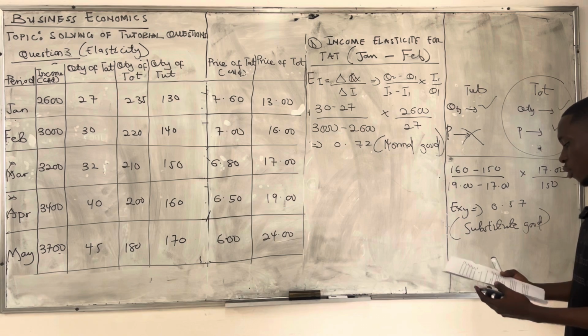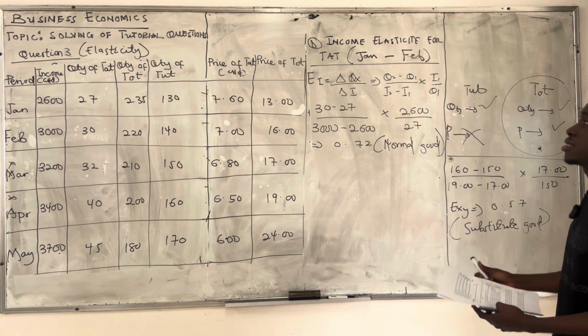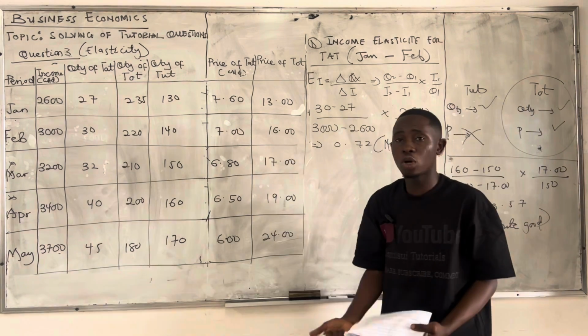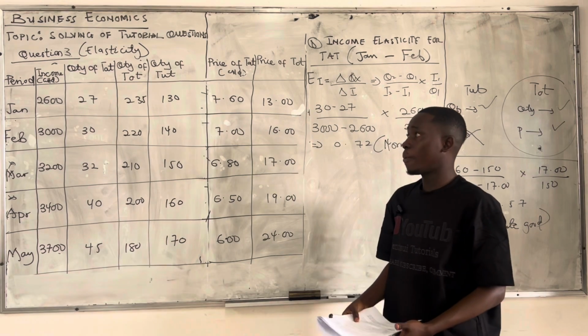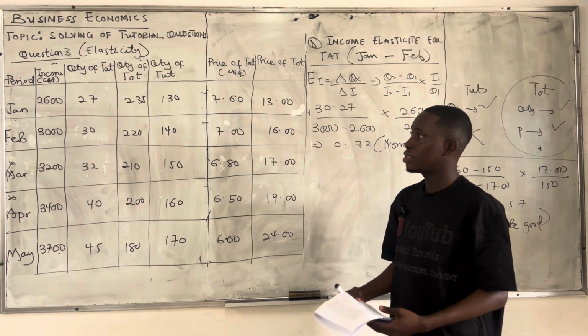So the E part of the question is still asking for income elasticity. Based on this concept, you can solve the E part of the question. So we are basically done with the elasticity table type.